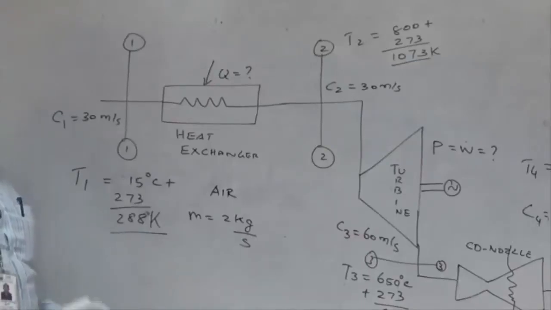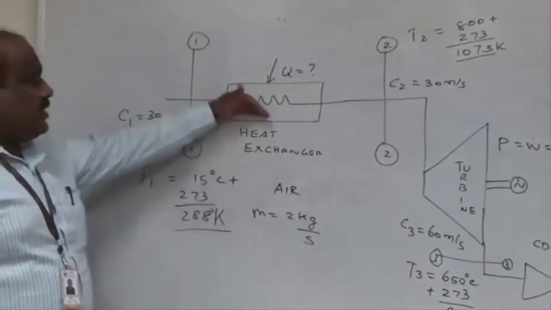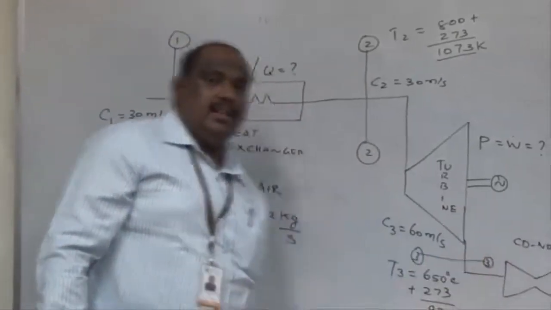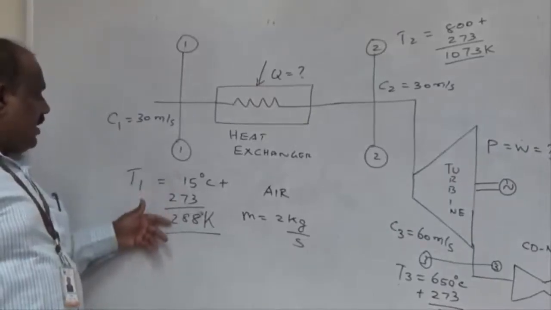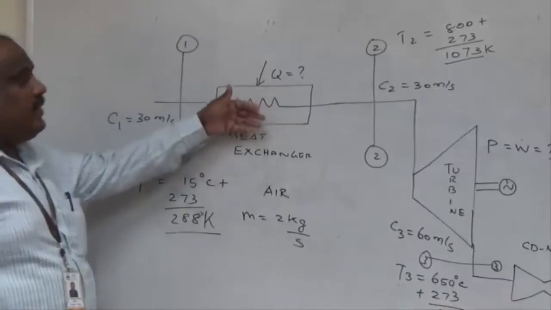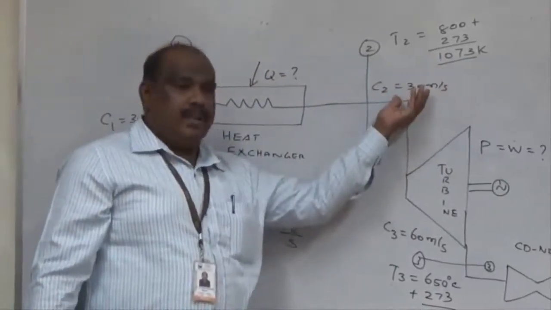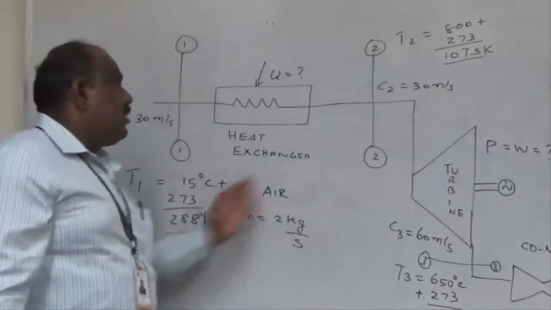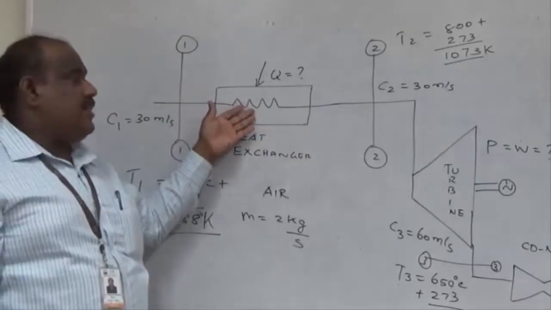So, I will repeat the problem once again. Air is entering an open flow system consisting of a heat exchanger, turbine and a steady nozzle. Here air at a temperature of 15 degrees Celsius or 288 Kelvin with a velocity of 30 meters per second enters the heat exchanger, where the outlet temperature is increased to 1073 Kelvin but the velocity remains the same. So the temperature has increased from 288 to 1073 Kelvin. How much amount of heat is being added? That is the first part.